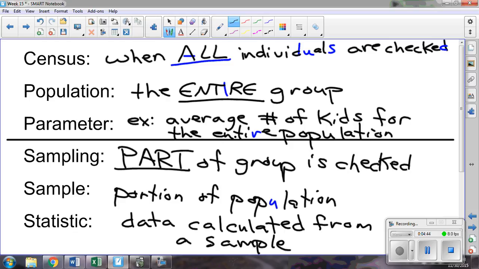Now, if we wanted to know the average number of kids that people have in the entire country, do you feel like checking all 320 million people? How difficult would it be to go check all 320 million people? How many billions of dollars would it cost? By the way, it costs about $12 billion to do it. And the United States government does it once every 10 years. It's called the census. It's actually within the Constitution, and we have to do it every 10 years.